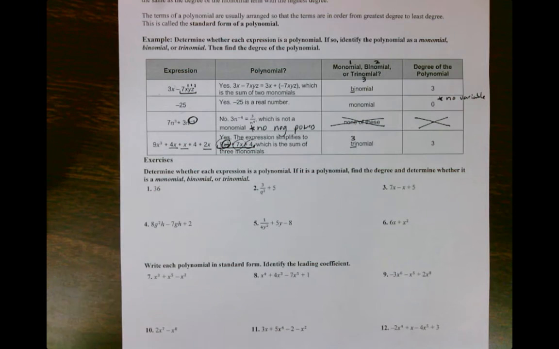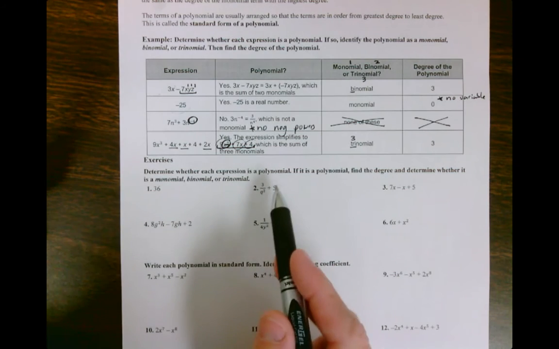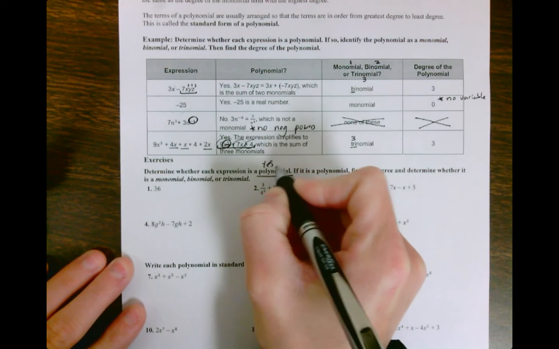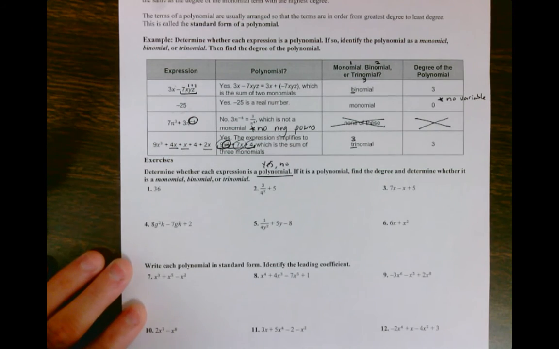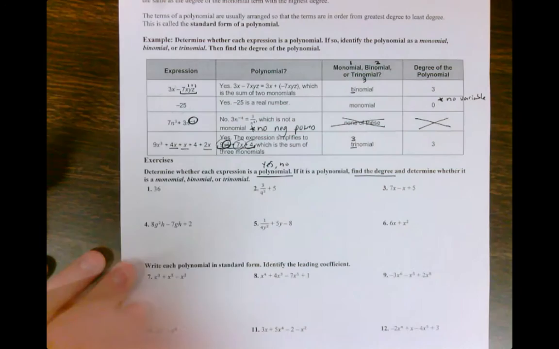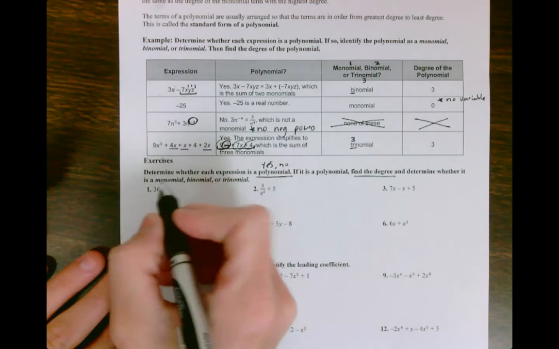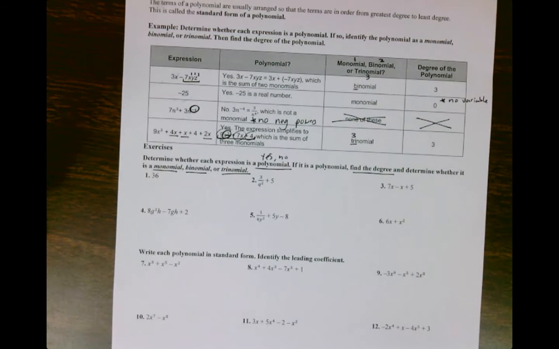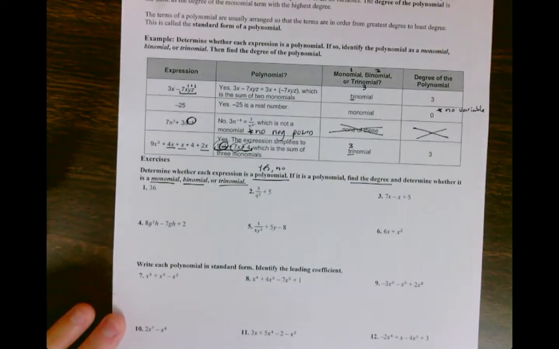Okay, so my next one's here. Determine whether each expression is a polynomial. That's the first thing. You're either going to say yes or no. If it is a polynomial, find the degree. That's what we were doing here. You're looking at the powers, the exponents, and then determine, is there only one term, two terms, or three terms? Monomial, binomial, or trinomial.